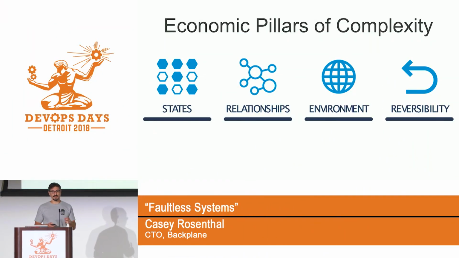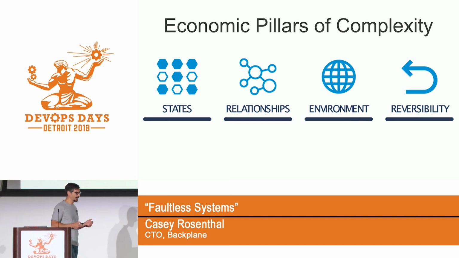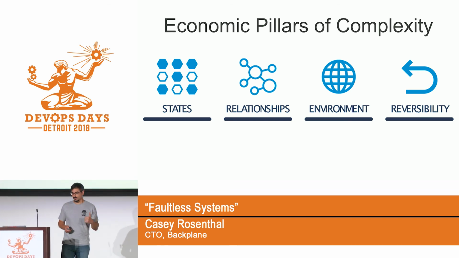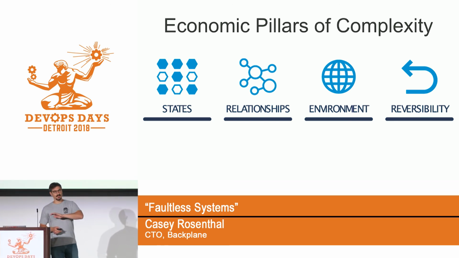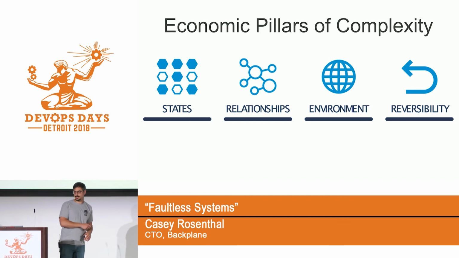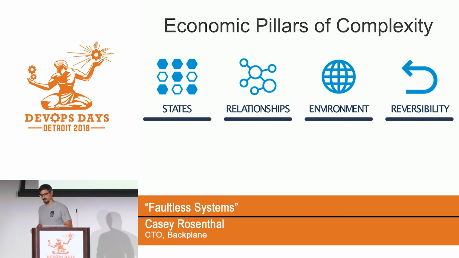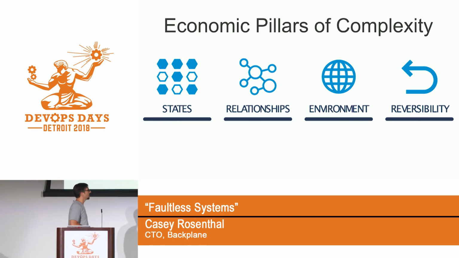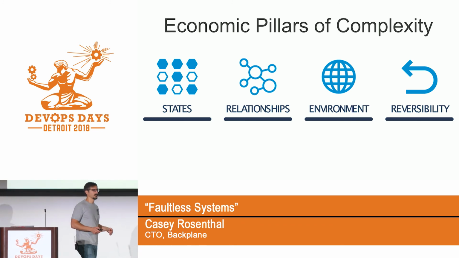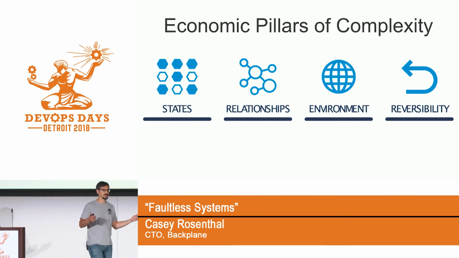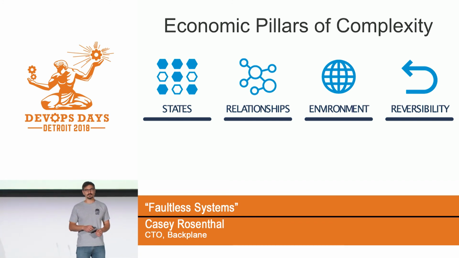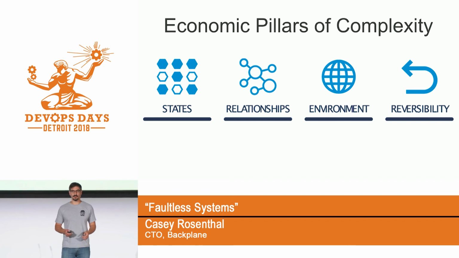What else can you do? You can have insight into how to navigate complexity. So there's this theory called the economic pillars of complexity. Four things that they consider in this economic model: states, relationships, the environment, and reversibility. And the quintessential example of this model is Ford in the 1920s. You can have whatever car you want as long as it's a black Model T. Right? So the states for the product are limited.